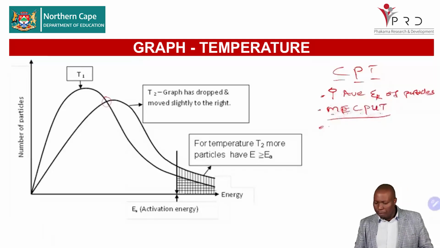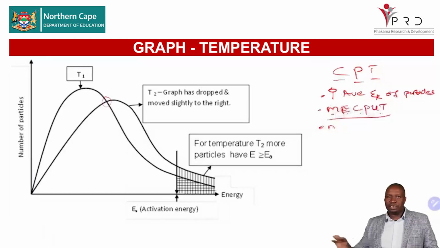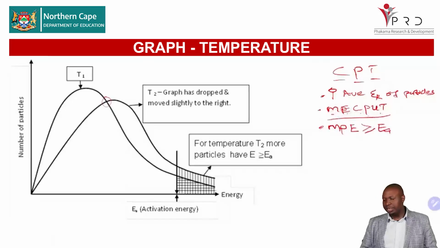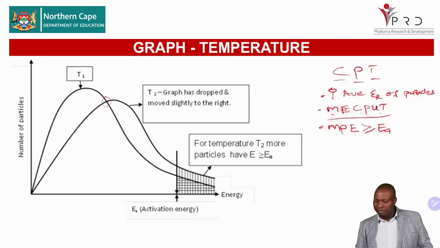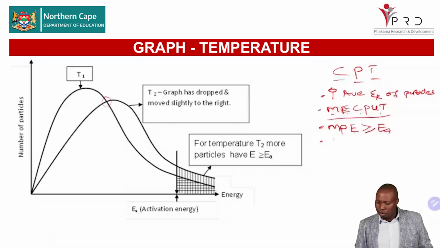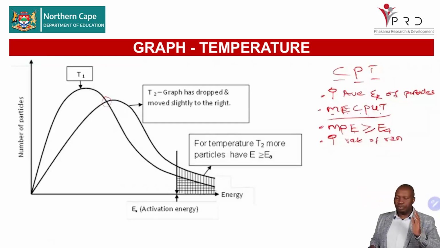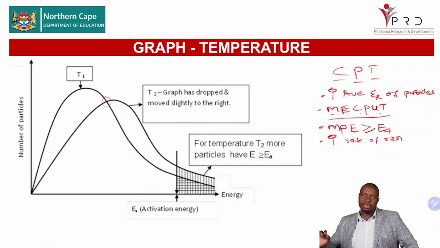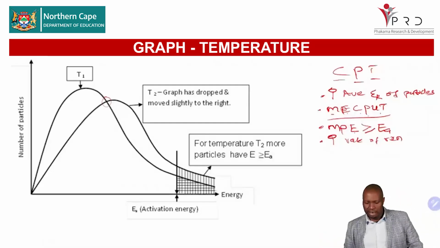Now we are saying more particles, because now you see there's a shift in terms of the graph. You have now more particles that will have energy greater than or equal to activation energy. So you increase the number of particles that have energy greater than or equal to activation energy, and definitely because of that, we're going to have an increase in the rate of reaction. So that's how you answer questions like these ones. So for the temperature, our graph is going to bend downwards, then shift to the right, and it touches the original graph.